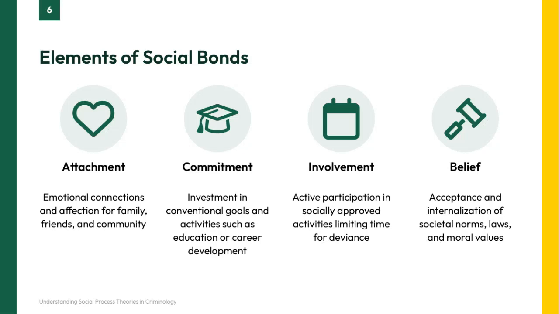Now, let's explore the core elements of social bonds that help keep individuals connected and engaged with society. First, we have attachment, which refers to the emotional connections we form with our family, friends, and community. These close relationships create a sense of affection and concern for others, making us less likely to engage in behaviors that could harm those bonds.